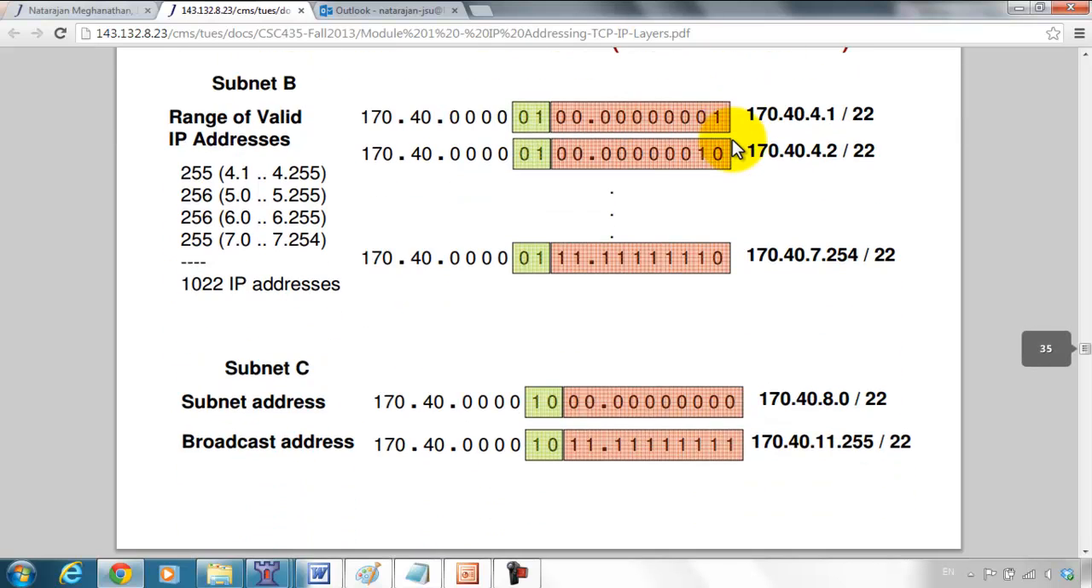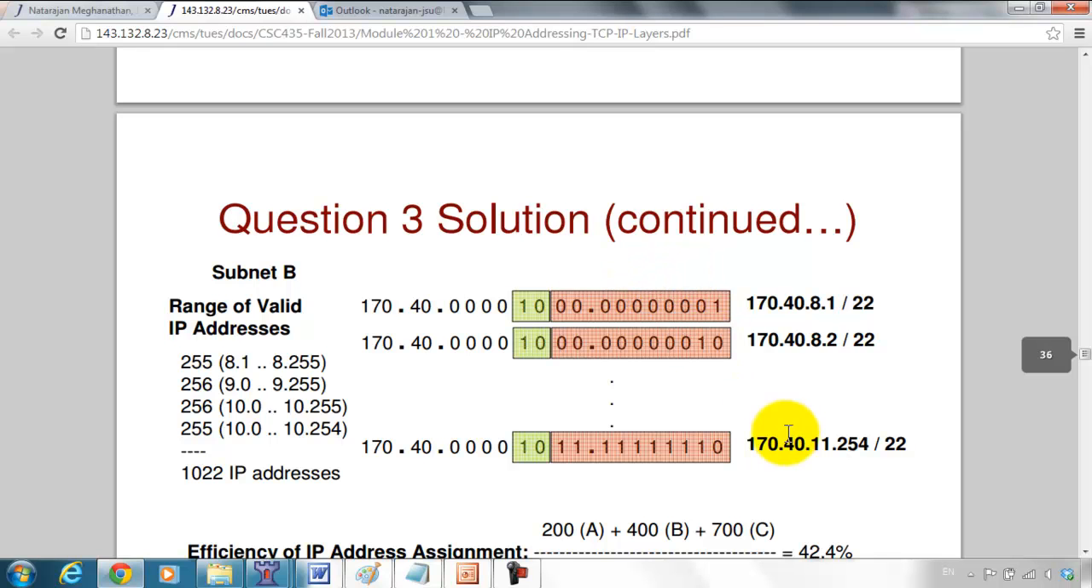Now for subnet C, you have 10 for the subnet and these 10 bits for the host part are 0. So if you look at it this way, this is 8.0, that's /22. And this is going to be 11.255. So 8.1 to 11.254 is a valid range of IP addresses. So each subnet will have 1022 IP addresses.